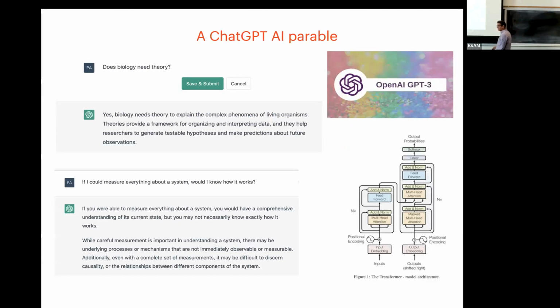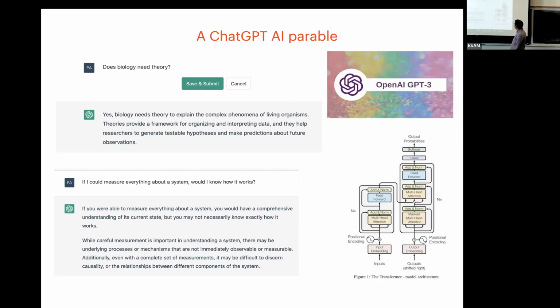There's a punchline to this slide. If I could measure everything about the system, would I know how it works? Right? Because I think that's the ambition at the moment. We'll just measure everything, we'll know how it works. And it says, if you were able to measure everything about a system, you would have a comprehensive understanding of its current state, but you may not necessarily know exactly how it works. I don't know what that means. While careful measurements are important in understanding a system, there may be underlying processes or mechanisms that are not immediately observable or measurable. Basically saying, maybe you don't measure everything.